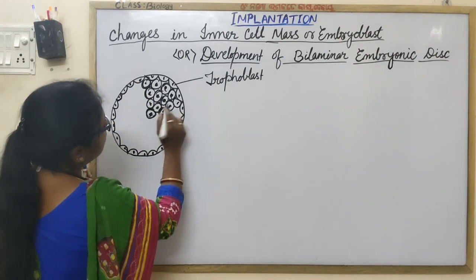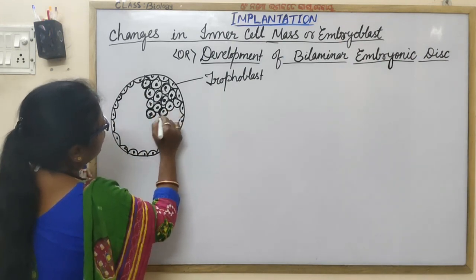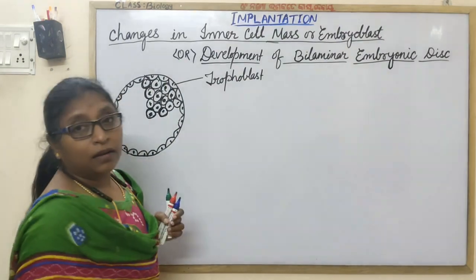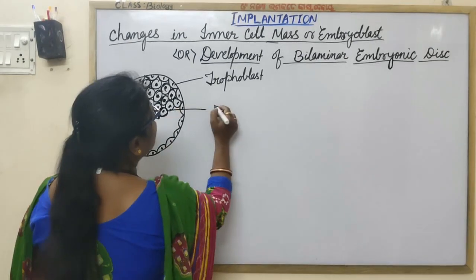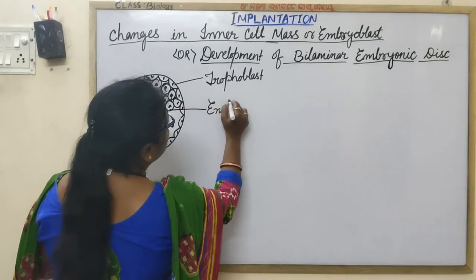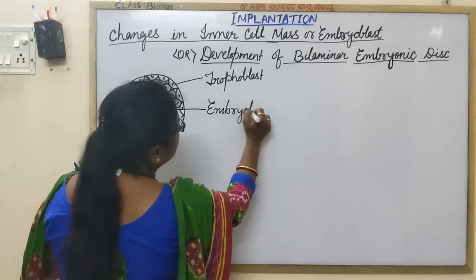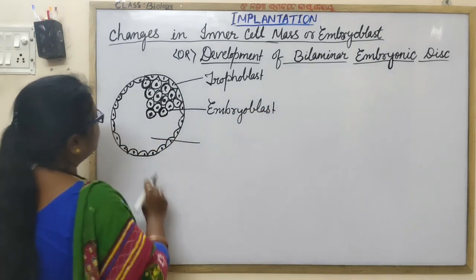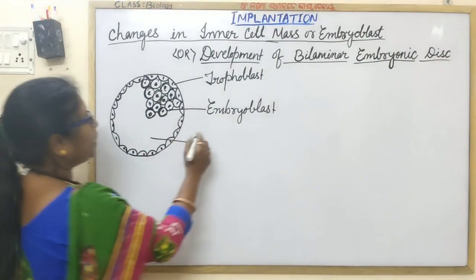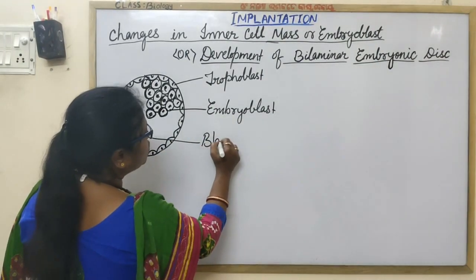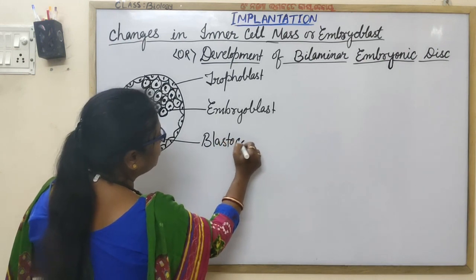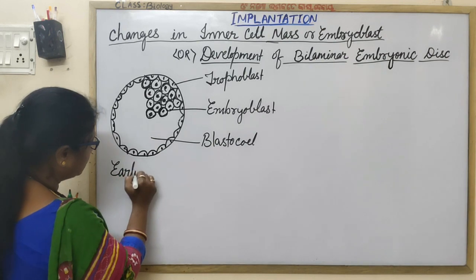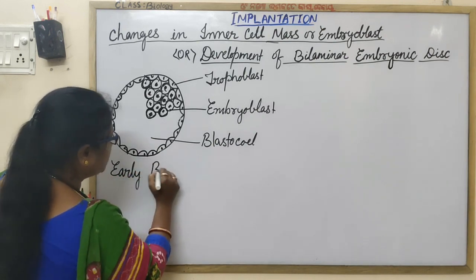This is present as an embryonic knob. Knob-like, that's why embryonic knob. This is the outer layer, the trophoblast, and inner is the embryoblast. And the fluid-filled cavity is the blastocele. This is the early blastocyst.